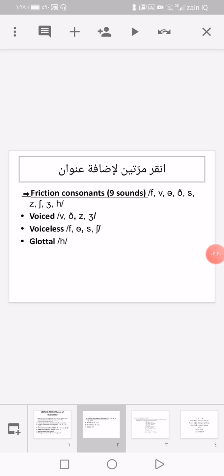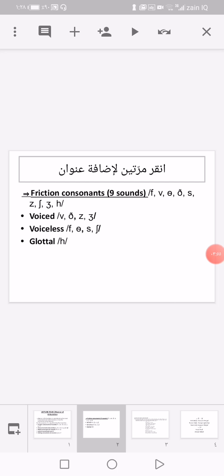They are divided into 3 groups: voiced, voiceless, and glottal. Voiced, voiceless, and glottal, which is the sound produced or pronounced from the glottis.